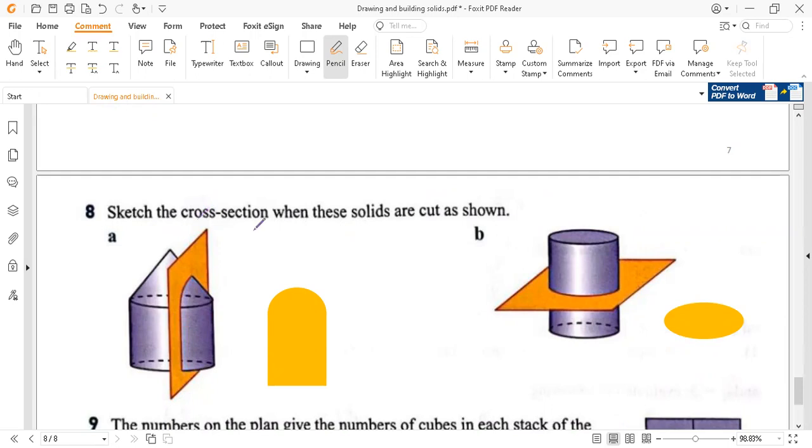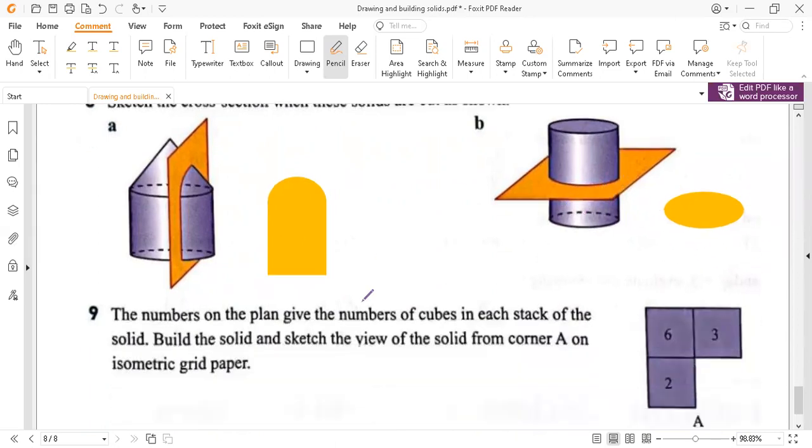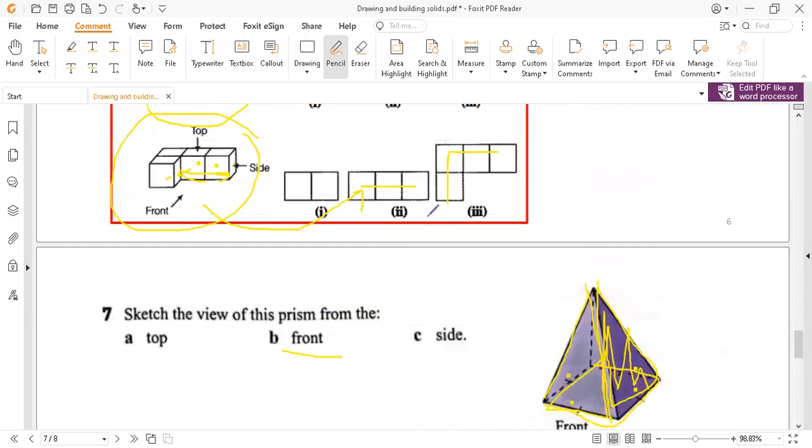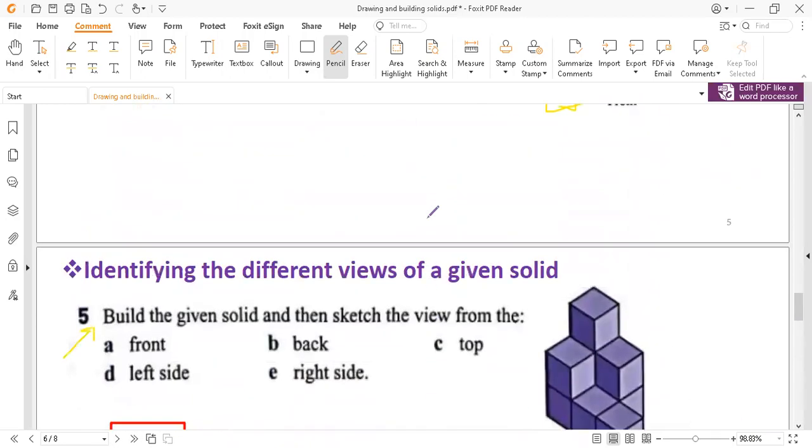What about sketching the cross section? If we cut this solid with this cross section, we will obtain this shape. But if we use this cut on this cylinder, we will obtain a circle, filled or not filled, not a big deal. You can find any information that you need about this lecture in it.